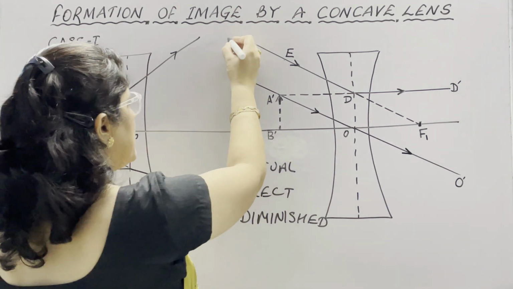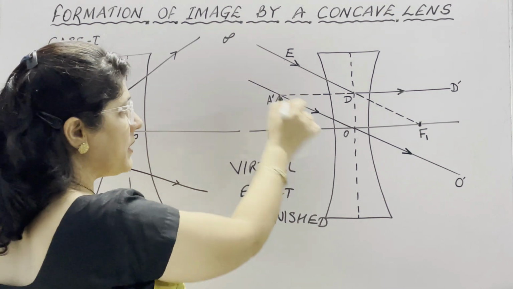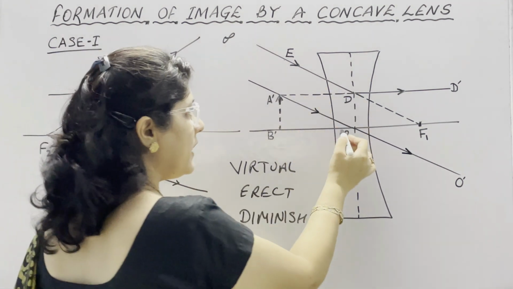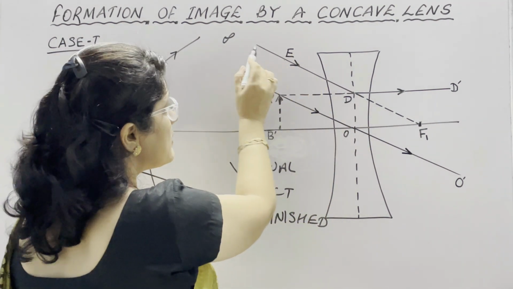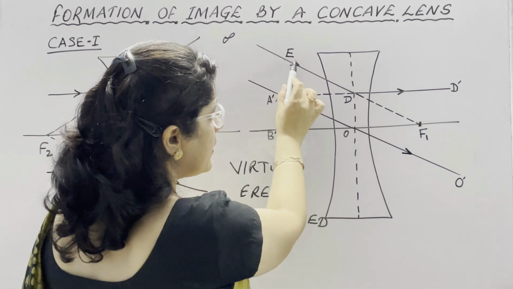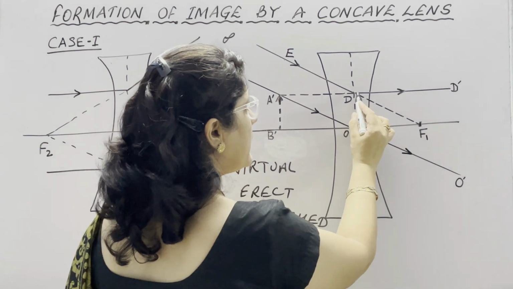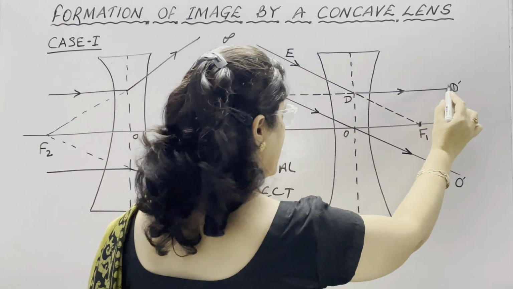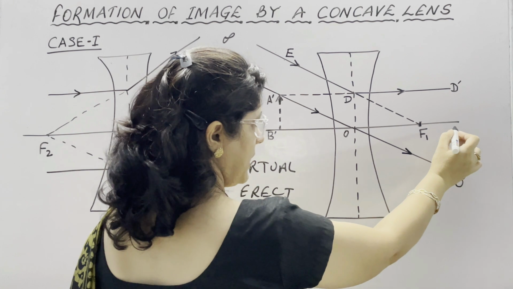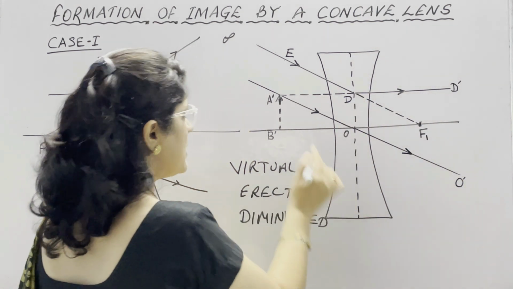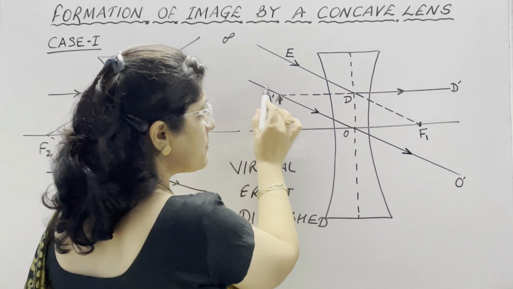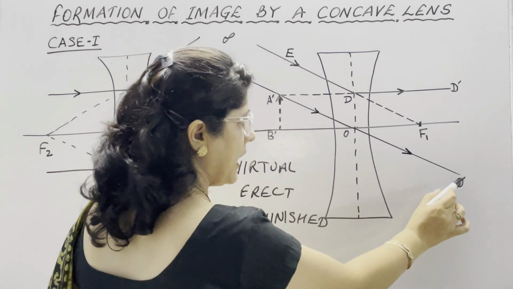Here also, when the object is at infinity, the rays are coming parallel and obliquely with the lens. First ray, which is coming as ED, it is moving towards focus f1, but it diverges at DD dash and becomes parallel to the principal axis after refraction through the lens. And second ray, which is passing from optical center, passes undeviated.